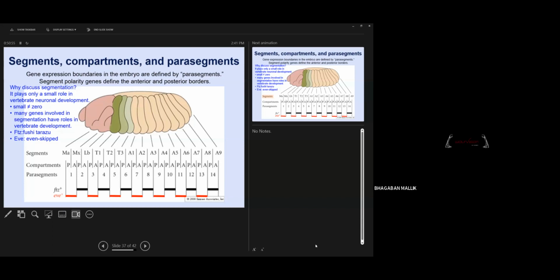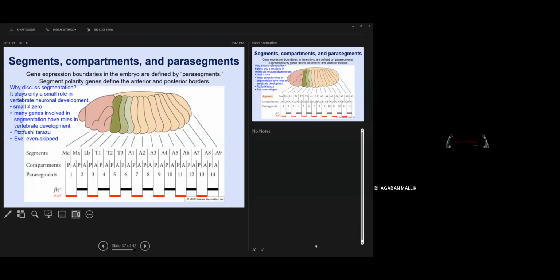So here, this is a Drosophila embryo. Again, you have the different segments, which are mentioned here: maxillary segment, labial segment, thoracic segments, and abdominal segments. Again, each segment, like the T1 segment, is divided into compartments. Like you have two compartments in the maxillary segment, a posterior compartment and an anterior compartment. Each segment is divided into posterior and anterior compartments, and there is a set of genes which also defines the posterior compartment and anterior compartment.